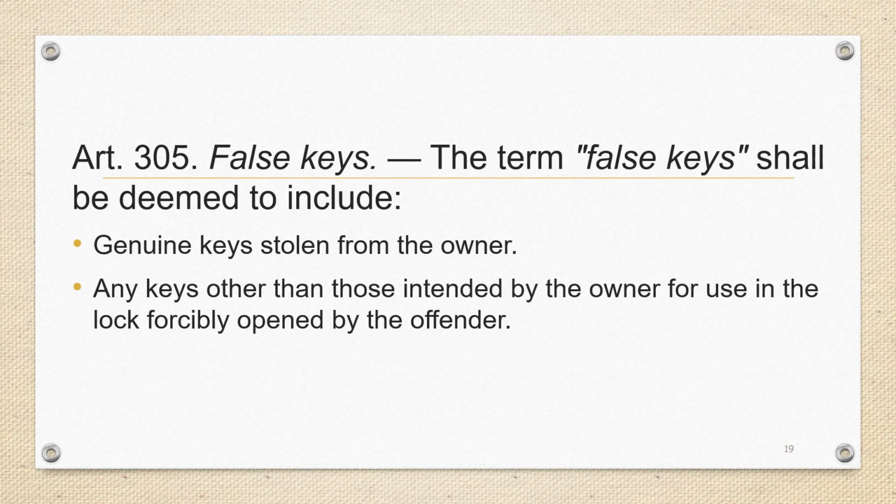Article 305 of the Revised Penal Code. False keys. The term false keys shall be deemed to include the following: genuine keys stolen from the owner, and any keys other than those intended by the owner for use in the lock forcibly opened by the offender.